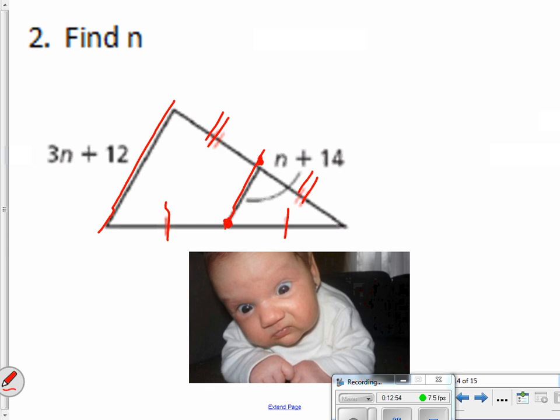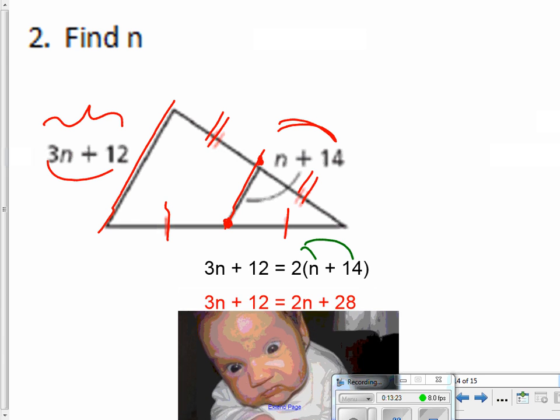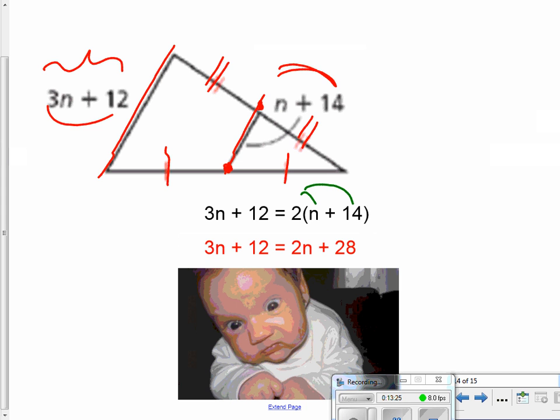There's two ways to write that. We could say half of this is going to be this one, or 2 of this equals this. That might be the easier way to write it. So as we work our problem out, let's use the 2 of the mid-segments would make the longer side. So 3n plus 12 equals 2 mid-segments, or 2 times n plus 14. Now using our distributive property, we can simplify this side to say 3n plus 12 equals 2n plus 28.